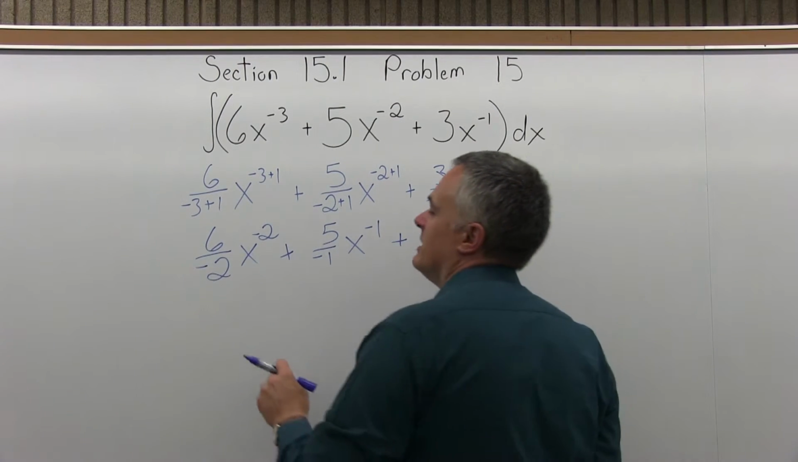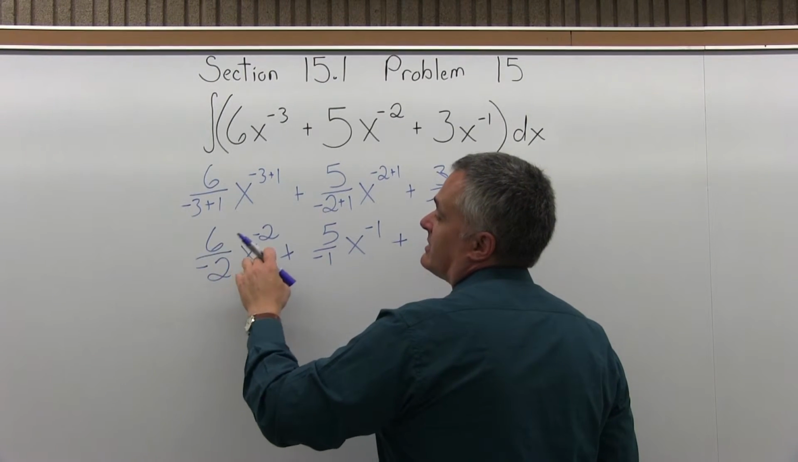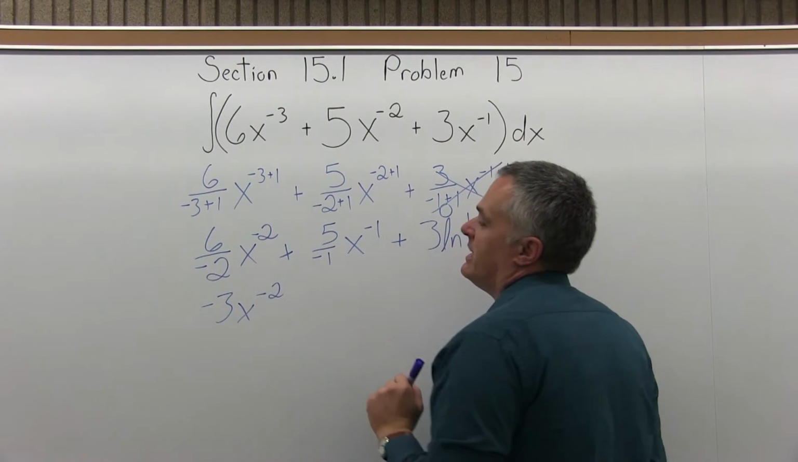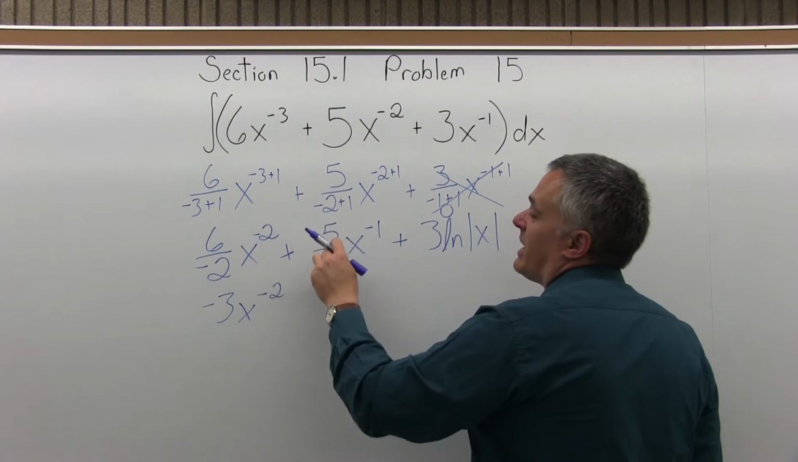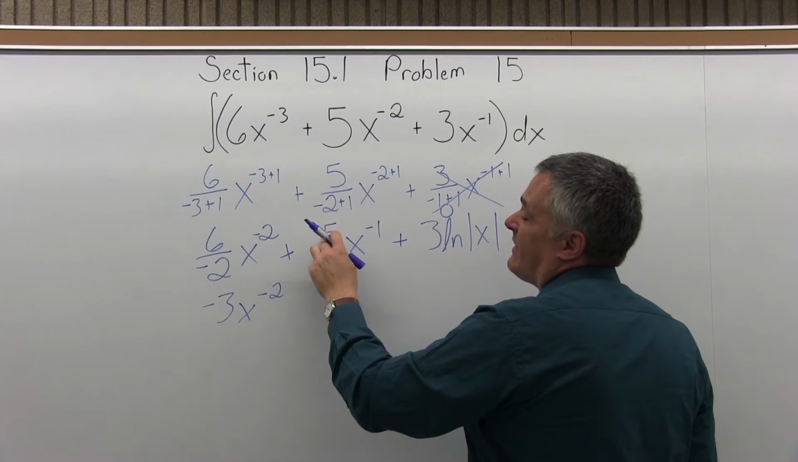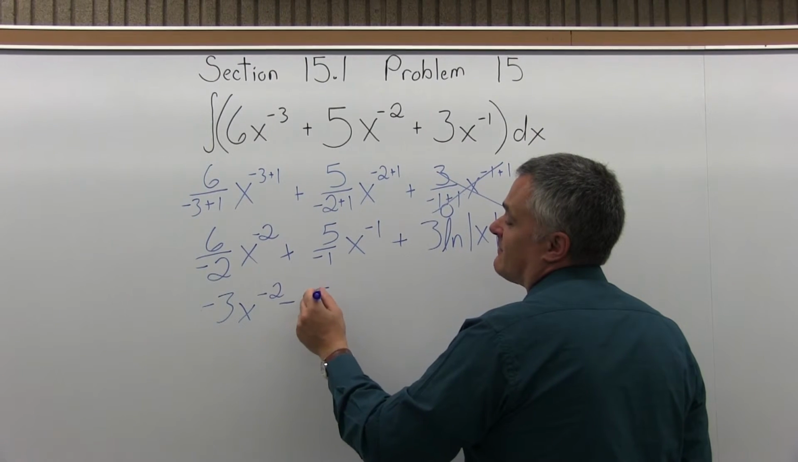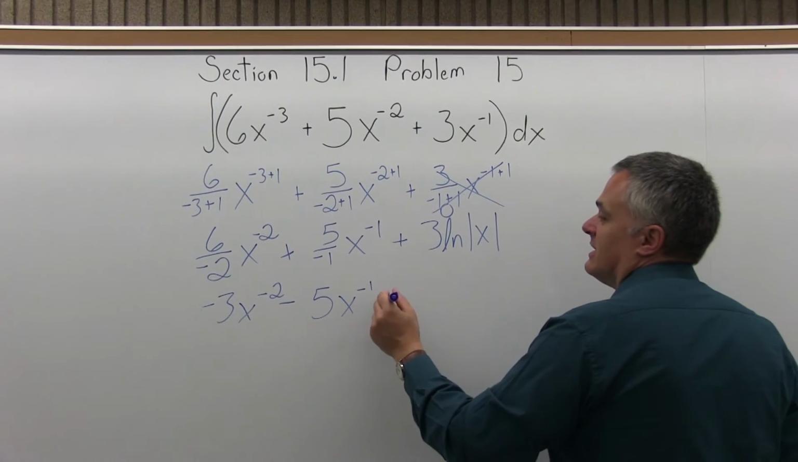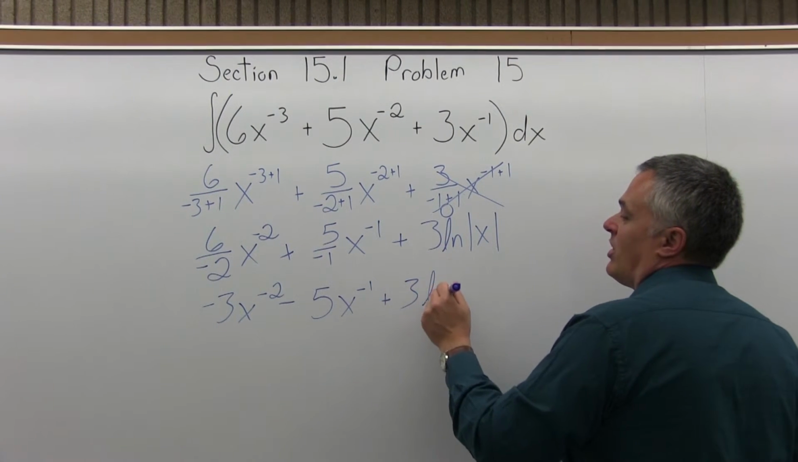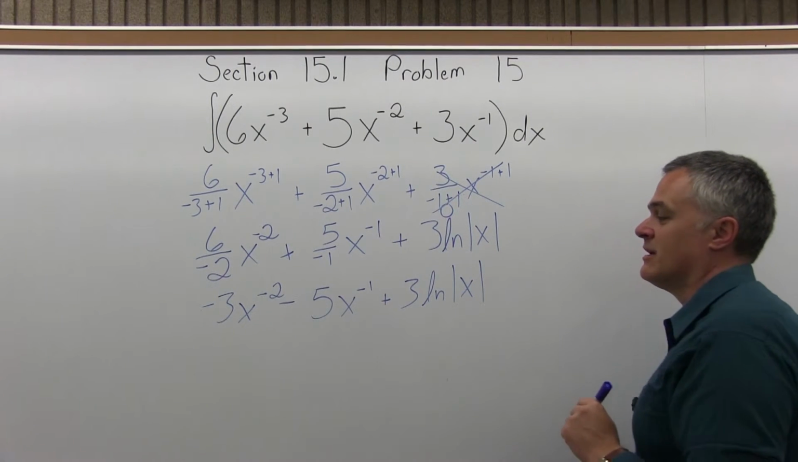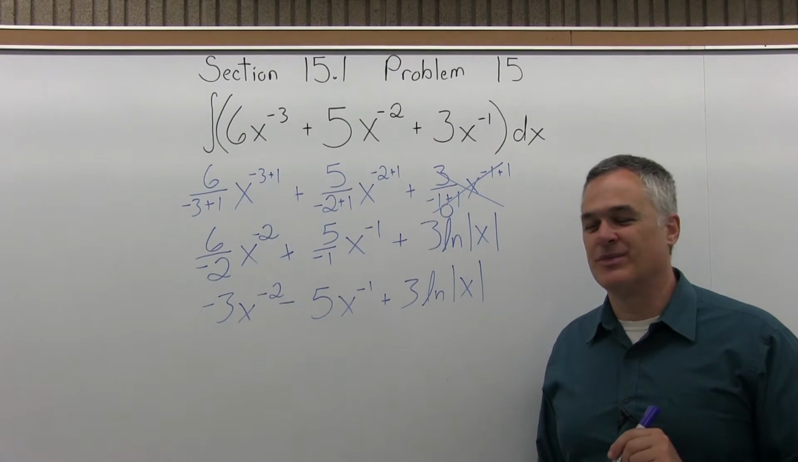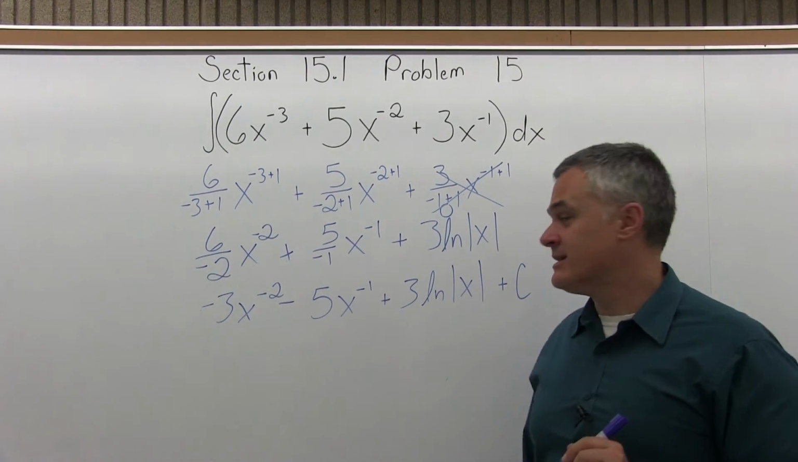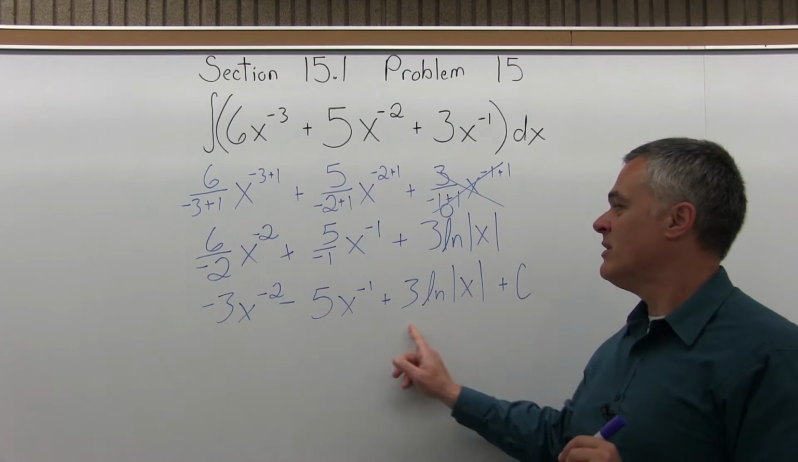So the first piece, 6 over negative 2x to the negative 2. Let me just call that minus 3x to the negative 2. And then the next piece, plus 5 over minus 1x to the minus 1. Well, the 5 over minus 1, let me just make that minus 5x to the negative 1. And then the last piece is 3 natural log absolute value of x. And that's great. And if you stop there, you'll be wrong, because you need to always remember that there could have been a constant, something with no x. So now that's the answer.